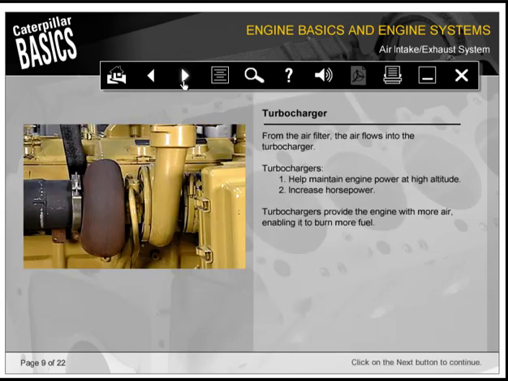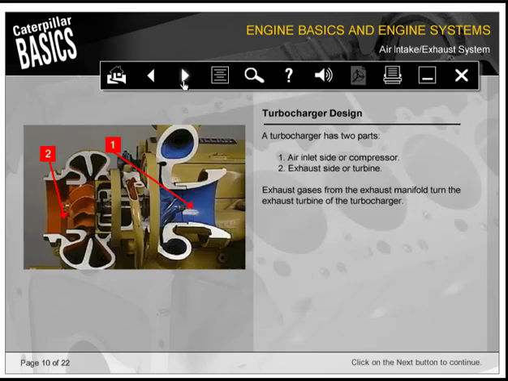From the air filter, the air flows into the turbocharger. Turbochargers help maintain engine power at high altitude. They also increase horsepower. Turbochargers provide the engine with more air, enabling it to burn more fuel. A turbocharger has two parts: 1, the air inlet side, or compressor, and 2, the exhaust side, or turbine.